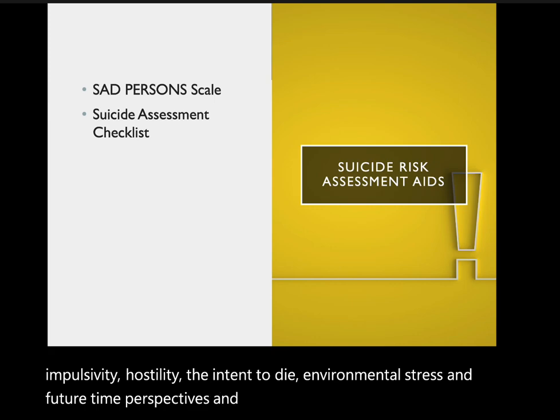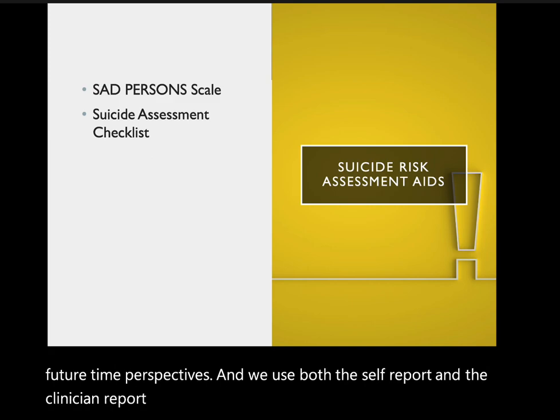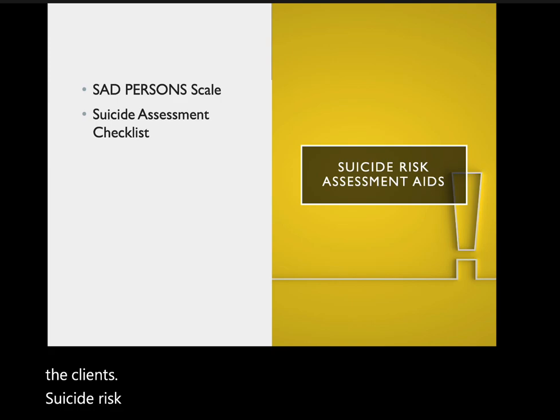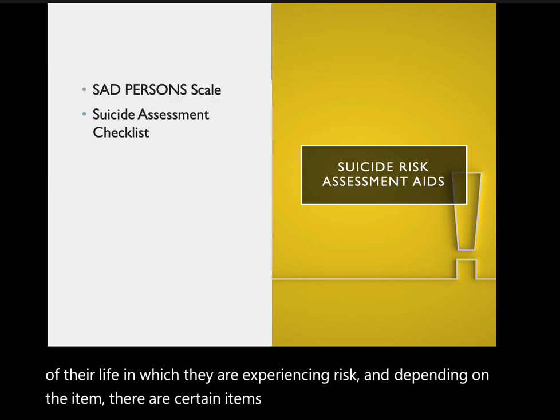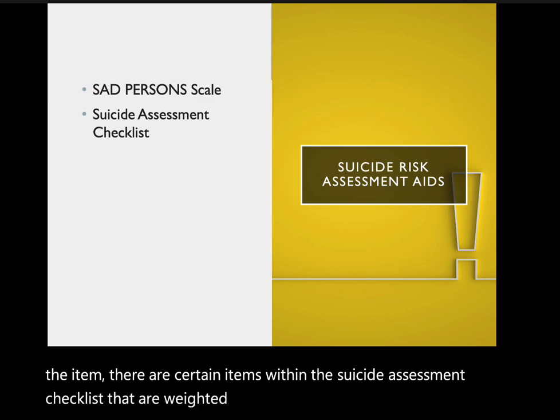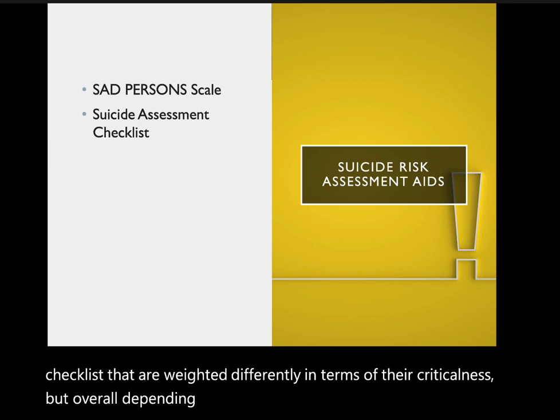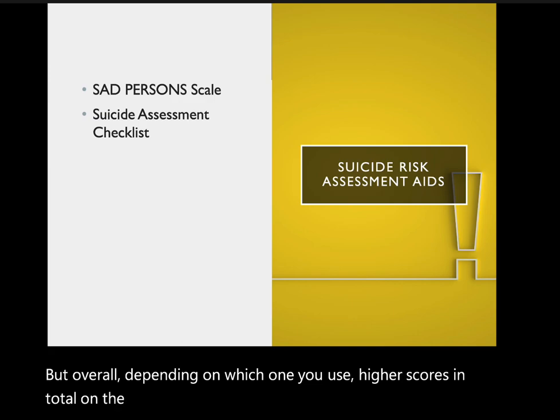And we use both the self-report and the clinician report to help provide the most comprehensive insight into the client's suicide risk, because the client might not be aware of all the areas of their life in which they are experiencing risk. And depending on the item, there are certain items within the Suicide Assessment Checklist that are weighted differently in terms of their criticalness. But overall, depending on which one you use, higher scores in total on the Suicide Assessment Checklist indicate greater risk.